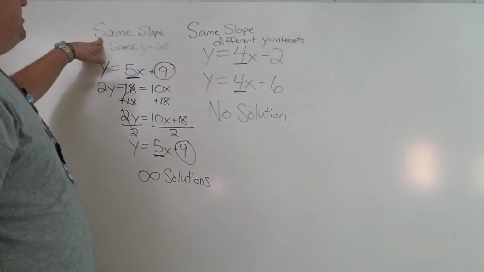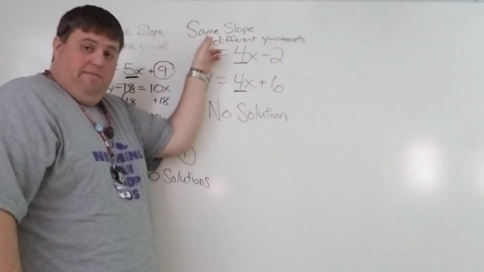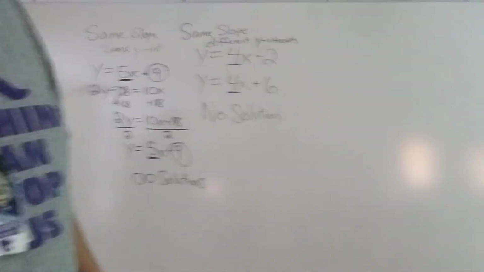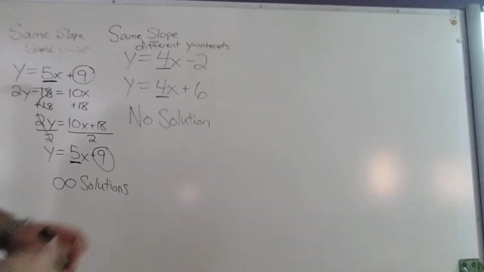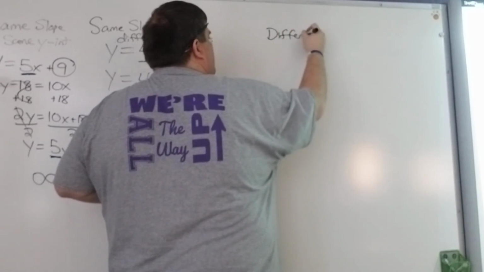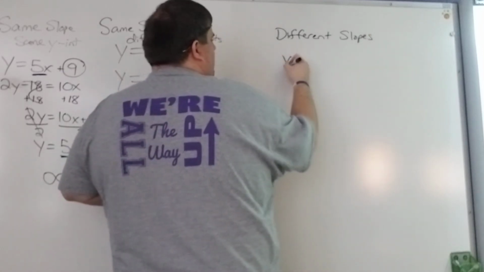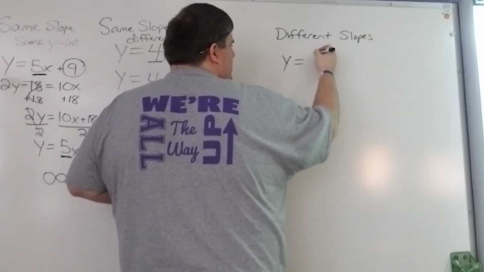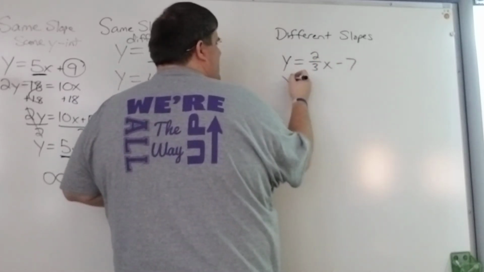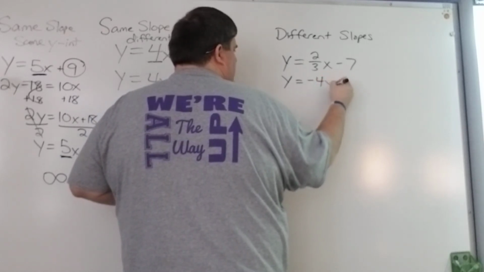So those are two options. Same slope, same y-intercept, that's going to mean infinite solutions. Same slope, different y-intercepts, that's going to mean no solution. So the third option then, if you're following me here, is I could have different slopes. Okay? And so if I have two things with different slopes, y equals 2/3 x minus 7, and y equals negative 4x plus 1.